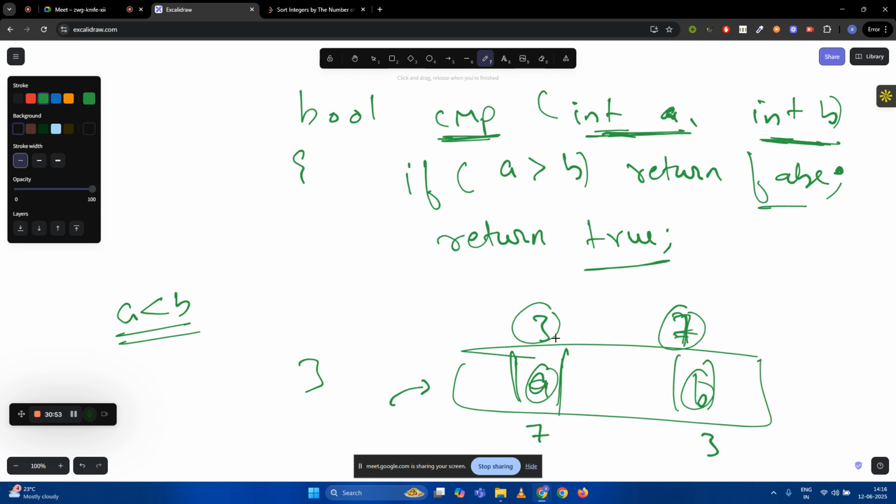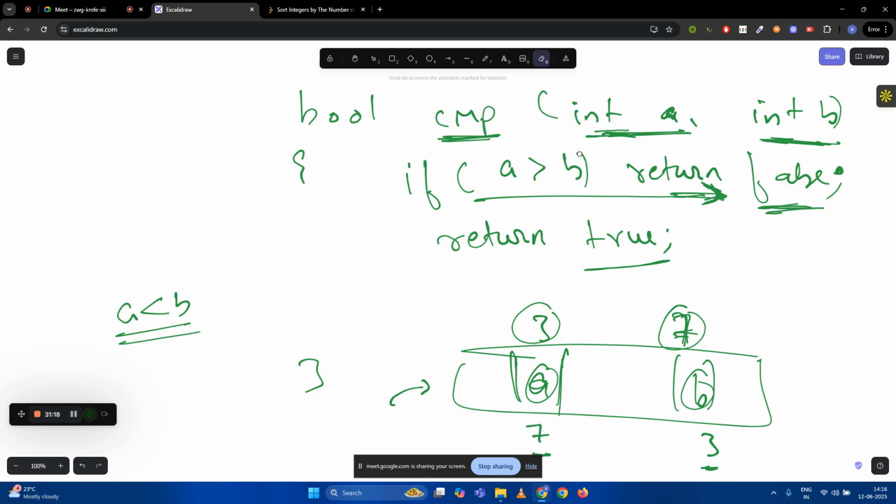Suppose A was 3 and B was 7. So these two are relatively correct, so there is no need to swap. But suppose A was 7 and B was 3, it means that these are not relatively correct. So return false, so swap this. Whenever your ordering fails, you return false. It means that this will swap, so B will come here, A will come here.